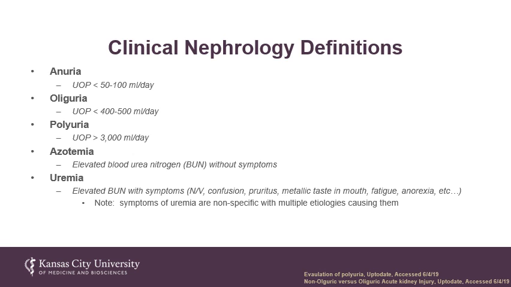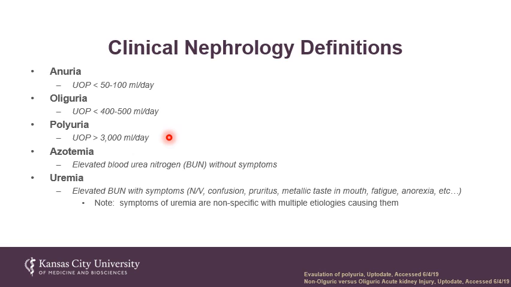What is anuria? Anuria is when the urine output per day is less than 50 or 100 milliliters per day, so essentially nothing. Oliguria, which means low urine output, is when your urine output is less than 400 to 500 milliliters per day. Polyuria is when the urine output is greater than 3,000 milliliters per day, or 3 liters per day by definition.